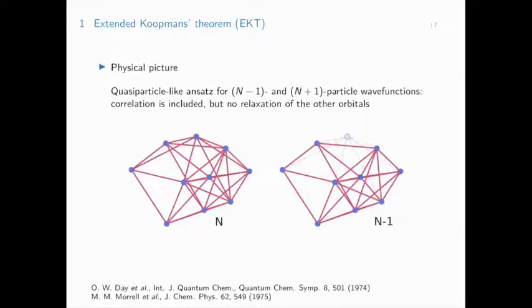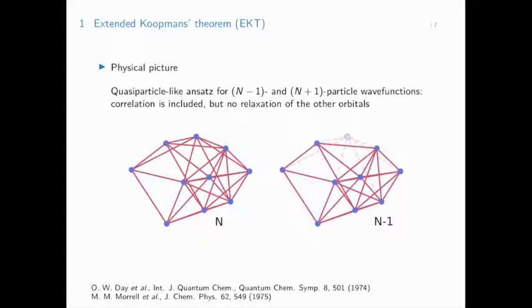So just to summarize, what is the physical picture behind the extended Koopman's theorem? We start doing a quasi-particle-like ansatz for the n-1 and n+1 particle wave functions, just removing or adding one electron. And we use these approximate wave functions to calculate removal and addition energies. So in doing this, we include correlation in the formulation. In fact, these approximate wave functions will not be, in general, single Slater determinants. So we are taking into account the correlation, but we are neglecting the relaxation of all the other electrons after the removal or the addition of the test electron.